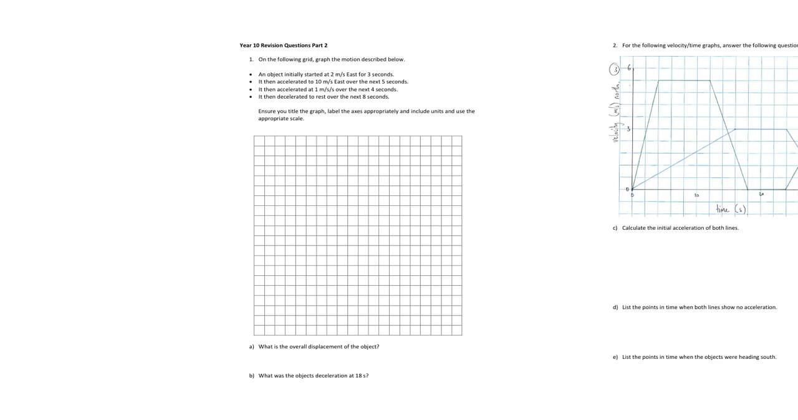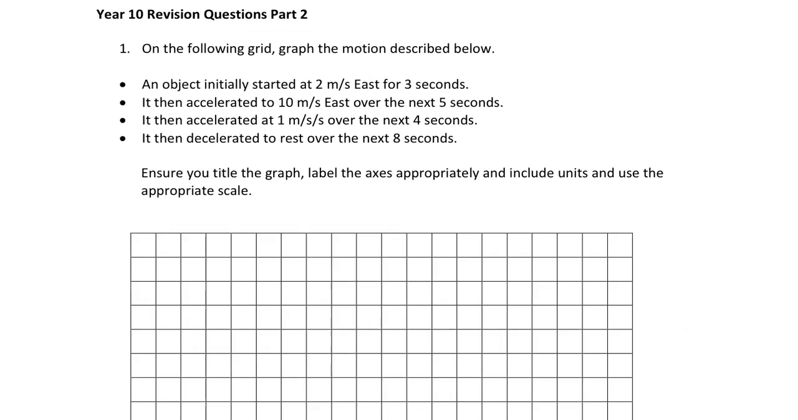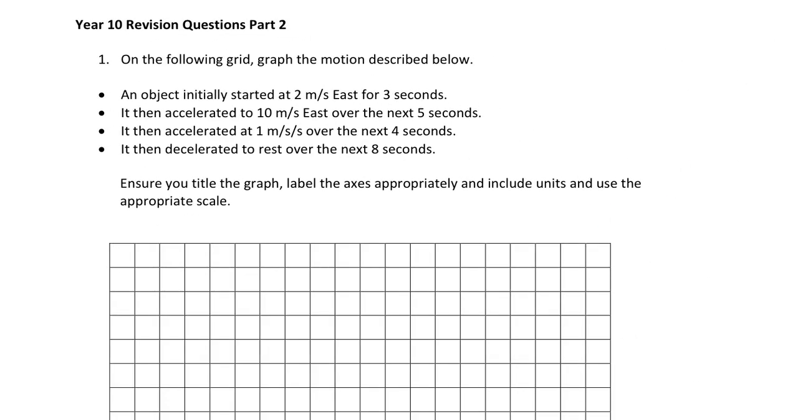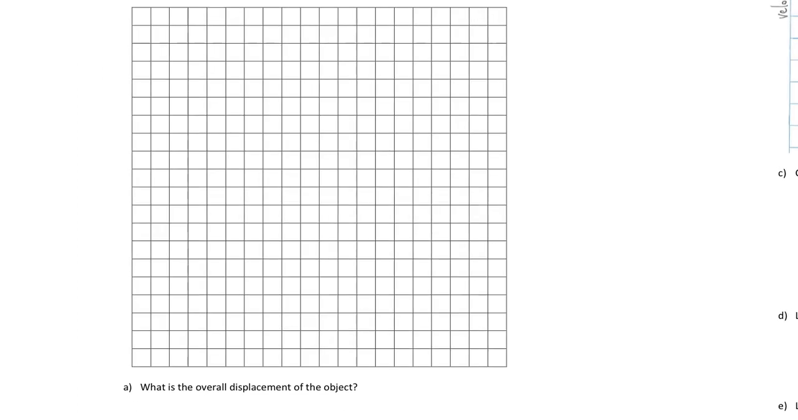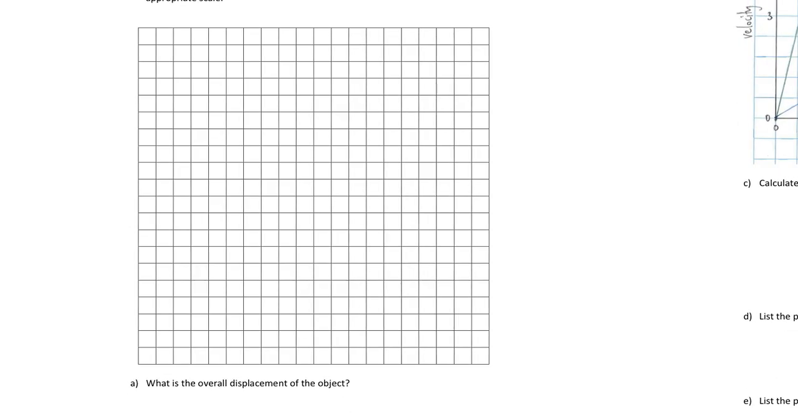We need to work out what type of graph it is. So looking at the information, it says that we need to start graphing things like 2 meters per second, 10 meters per second, 1 meter per second, right? So this is going to be a velocity time graph because it's asking us to graph some velocities, right? First thing you need to do then is to write out the axis labels. So this is going to be velocity and this is going to be time.